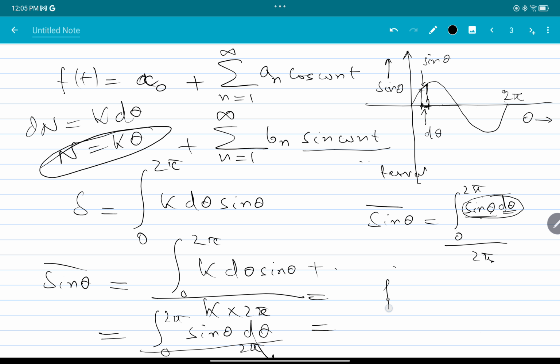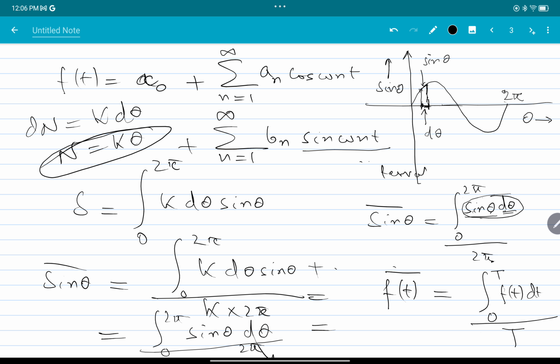Similarly, suppose you have to calculate the average of, say, f(t) over a full cycle. How would you calculate it? From 0 to full cycle. Say the full cycle is the time period T. So you will have one value of this f(t) into dt. That gives the integral of f(t) dt divided by T, the size of the interval. This is how we do it.